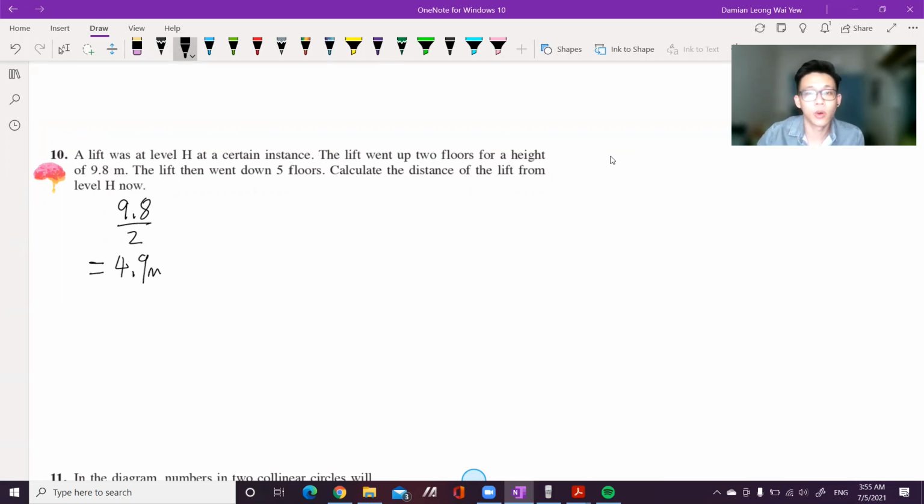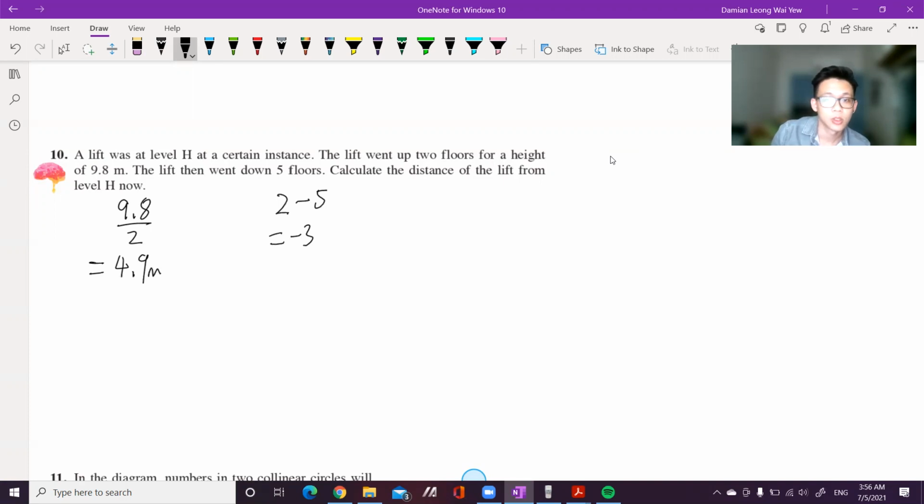Let's see what floor it is at now compared to level H. It goes up 2 floors, so positive 2, then went down 5 floors, means minus 5. So negative 3 floors, means 3 floors below the level H. Okay. I just want the distance, so I don't need to put positive or negative. I just keep it as a positive value.